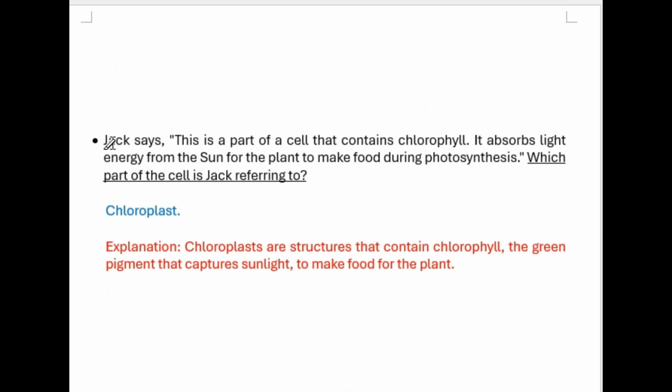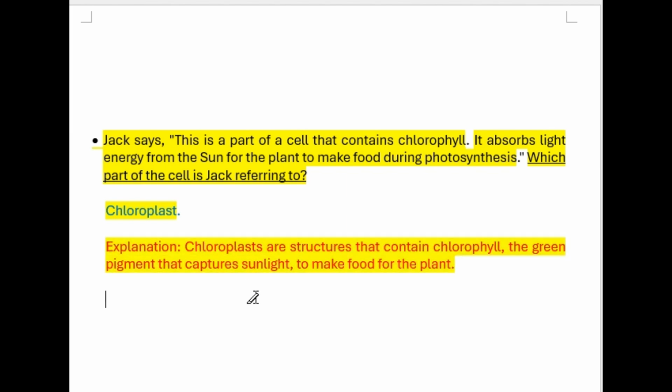Jack says, this is a part of a cell that contains chlorophyll. It absorbs light energy from the sun for the plant to make food during photosynthesis. Which part of the cell is Jack referring to? Chloroplast. Explanation: chloroplasts are structures that contain chlorophyll, the green pigment that captures sunlight to make food for the plant.